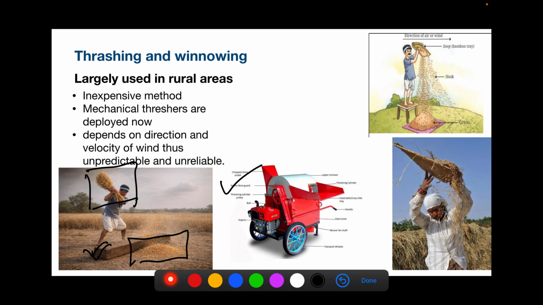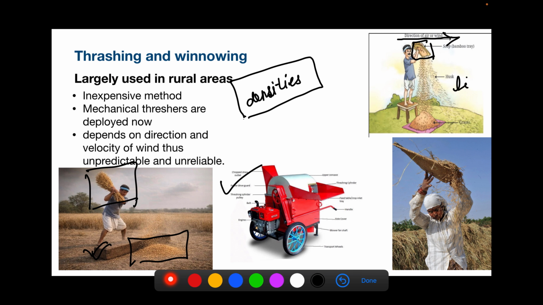And in the similar line we have winnowing. The method of winnowing uses the difference in densities of two substances which are mixed together. Here the husk and the grains have been mixed together, so using the force of the wind, the husk and the grains are separated. The husk which is of less density, which are lighter, those are blown away, and the grains which are of higher density, they fall down towards the ground, they accumulate here and then they are removed for further use.